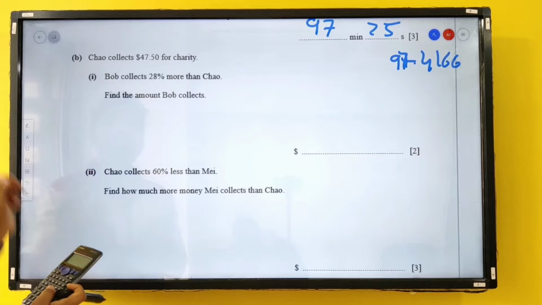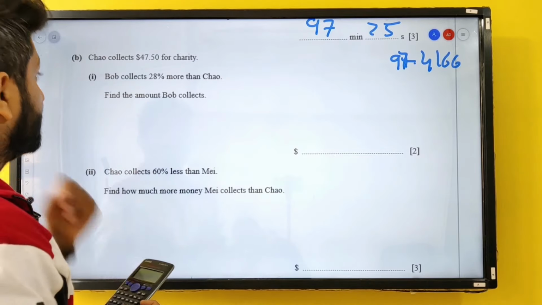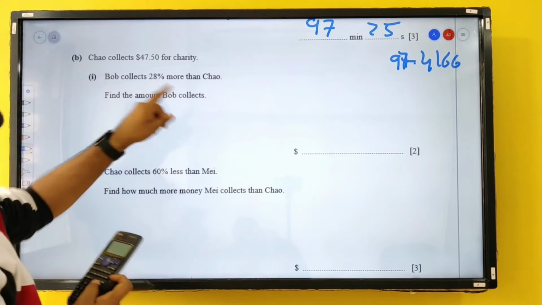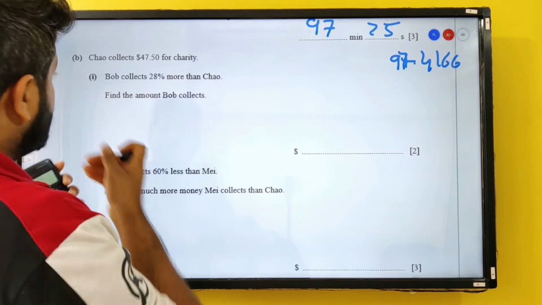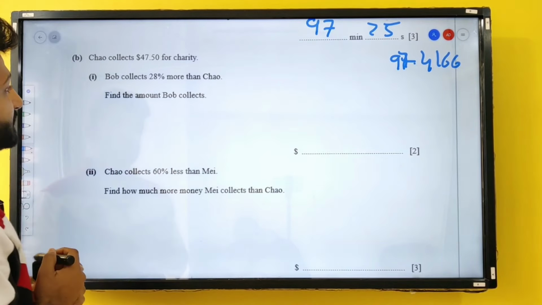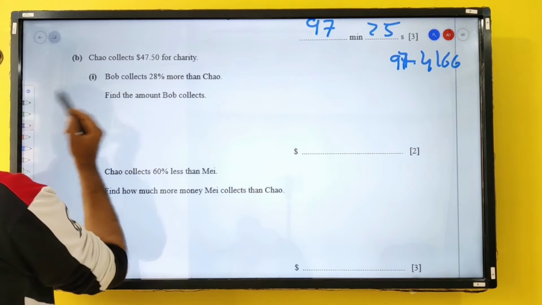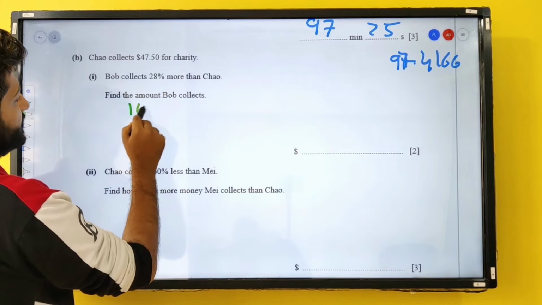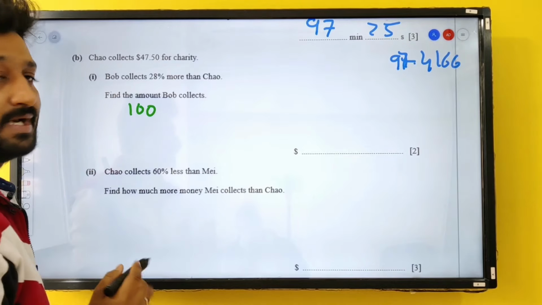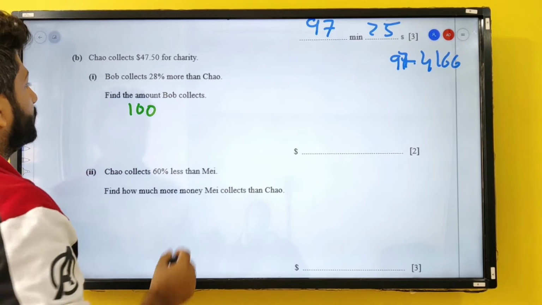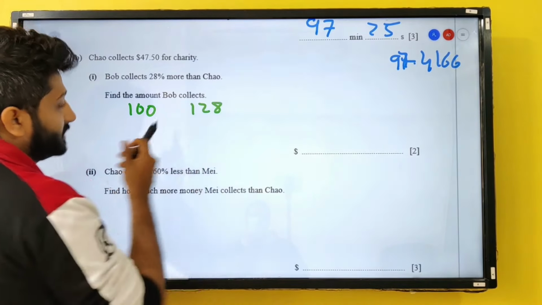Chow collects $47.50 for charity. Bob collects 28% more than Chow. So Chow collects 47.50 and Bob is collecting 28% more. Let's say if Chow collects $100, then Bob is going to collect 28% more than Chow, which is $128.